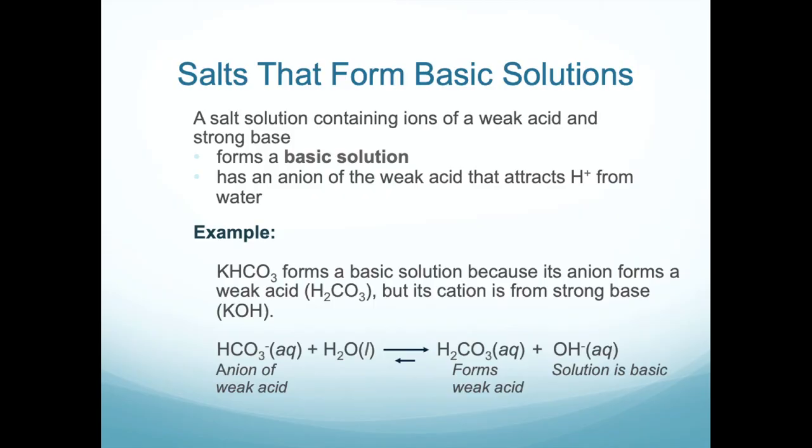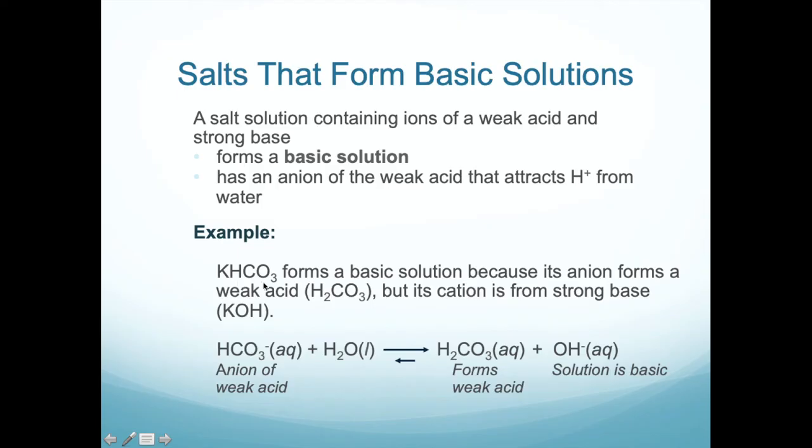Let's look at an example here. So here we have potassium bicarbonate. Okay, what's our cation and what's our anion here? Well, K+ is the cation potassium, and as we saw previously, it comes from the strong base potassium hydroxide, so we've already seen it's kind of worthless.